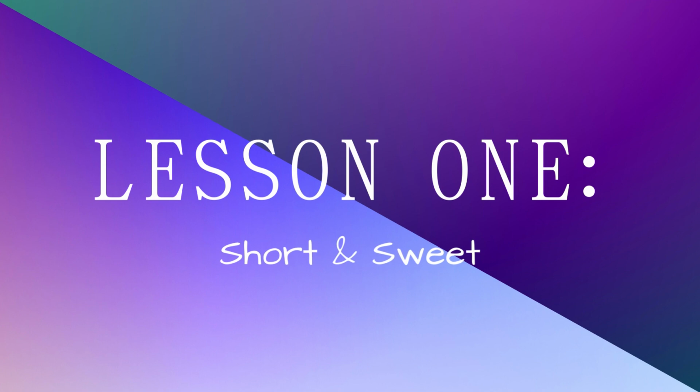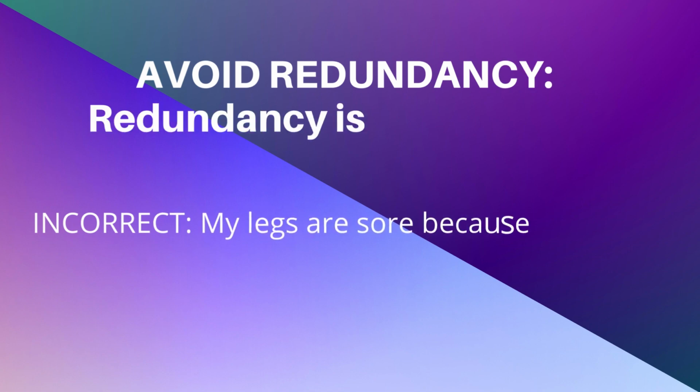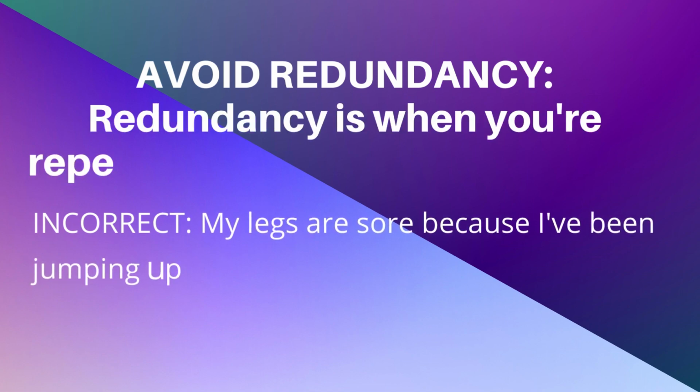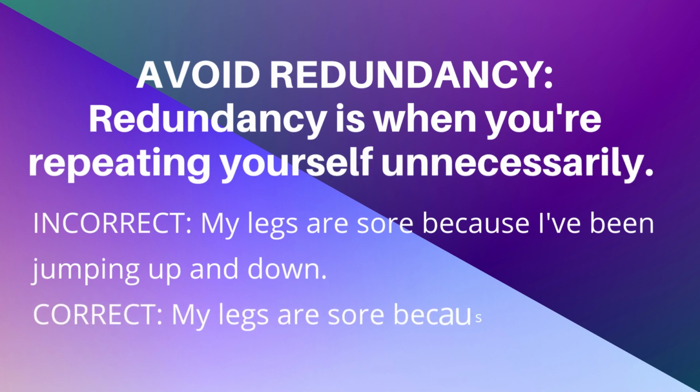The first lesson in my tutoring series always begins with this: keep it short and sweet. So the one thing that you can learn about the English section of the ACT is that it wants you to avoid redundancy. Redundancy is when you're repeating yourself unnecessarily. You want to pack a lot of meaning in very few words.